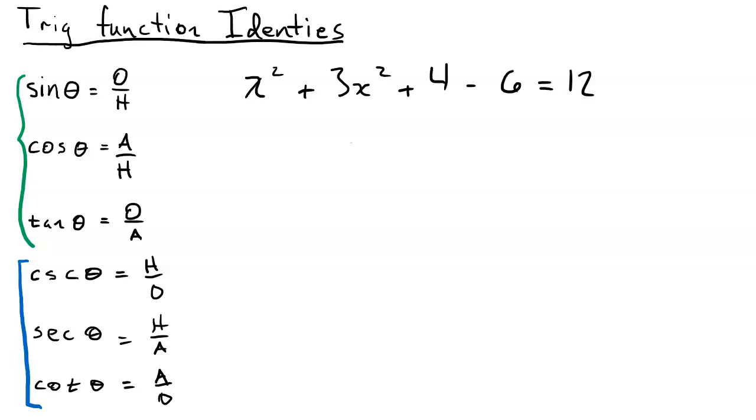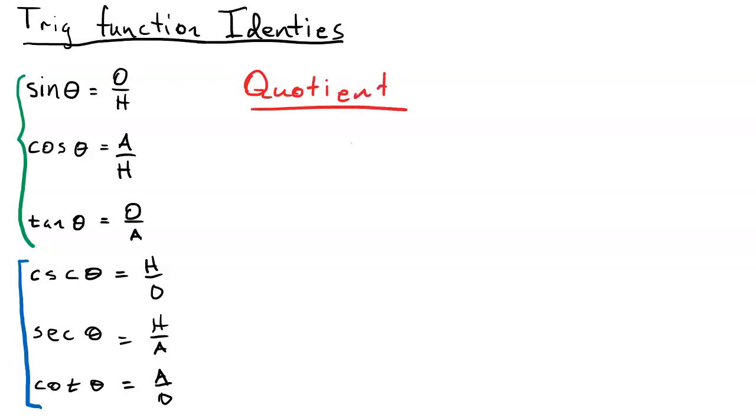In algebra, you would simplify this expression by adding like terms. Similarly, we're going to use trig functions to simplify our trig expressions. The first identity we are going to use is called the quotient identity. Why is it called a quotient identity? Well, it's because it is a quotient.